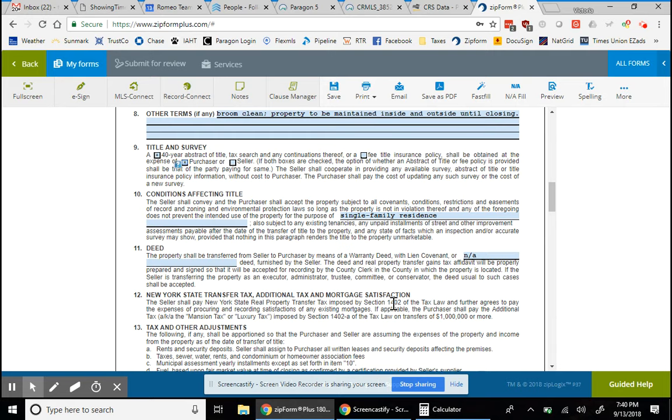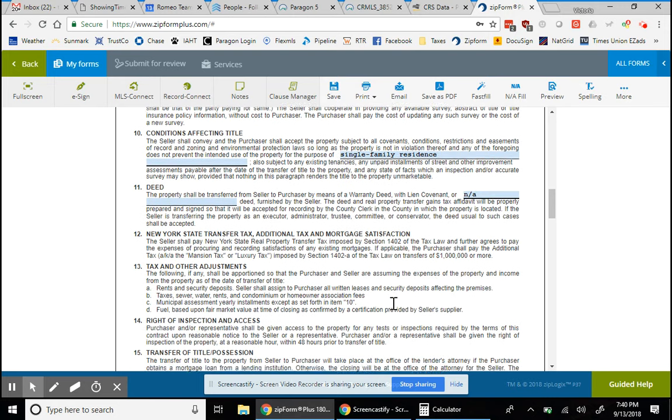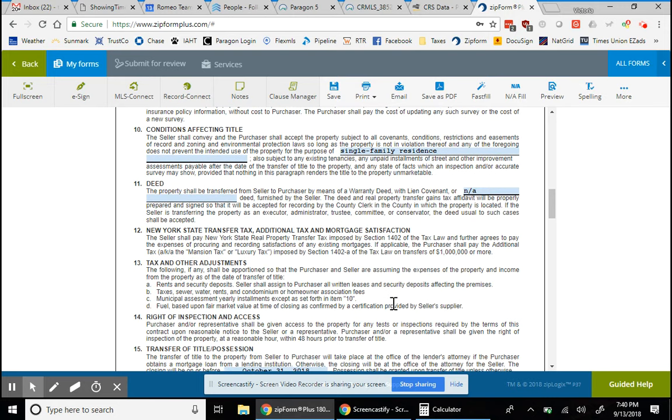Paragraph 10, conditions affecting title. It's zoned for use as a single-family residence. That's how you promise to use it. Paragraph 11 states the seller's promise to transfer a deed into your name at closing. There's many different types of deeds in New York State. You're going to get the deed that they have. There's really no changing a deed, but typically it will be a warranty deed.